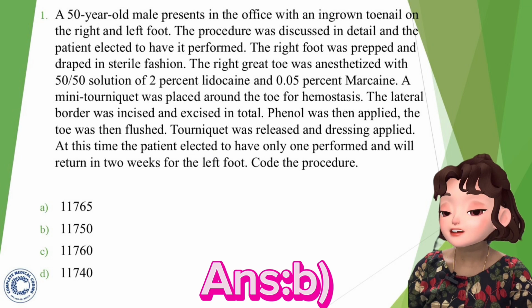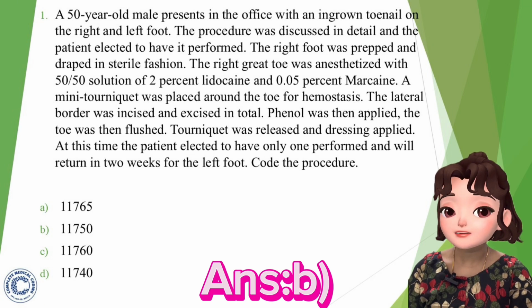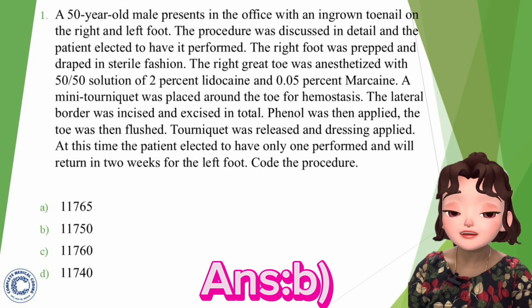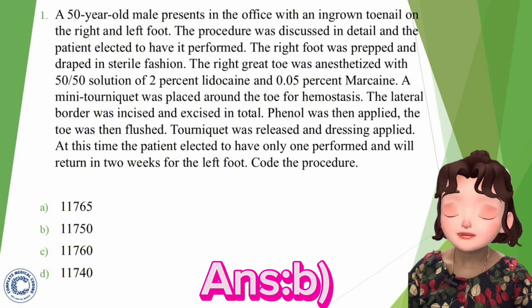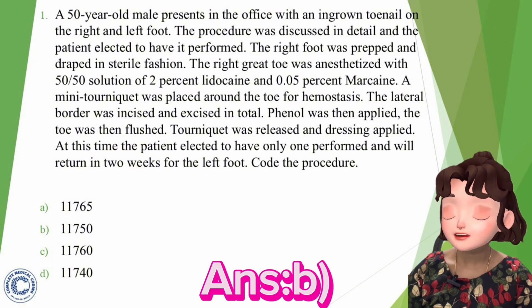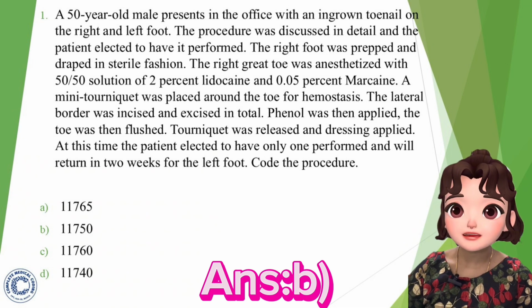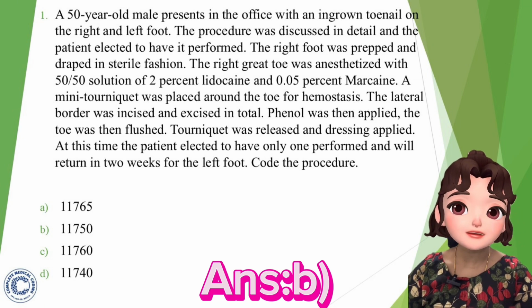Anyway, in the description, nothing is mentioned as bilateral or unilateral, so we don't have to append any modifier. We also don't have to code it twice because we have done only one foot. Since there is nothing mentioned in the code, we can leave it as such. So the answer will be option B, 11750.